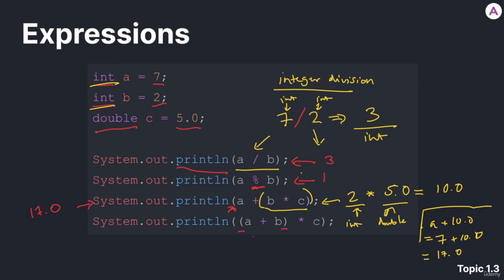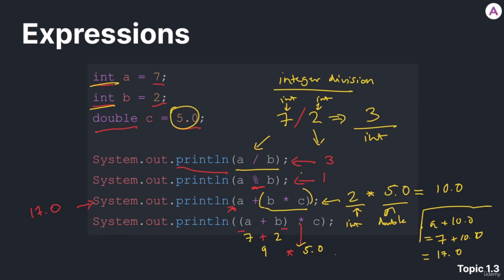And that's pretty simple, right? We're just adding a, which is 7, to b, which is 2. That's basic. That's just the same as it would be in real life, and the answer is 9. And then we're taking the multiplication sign, let's bring that down, and we're multiplying that by the value of c, which is 5.0.